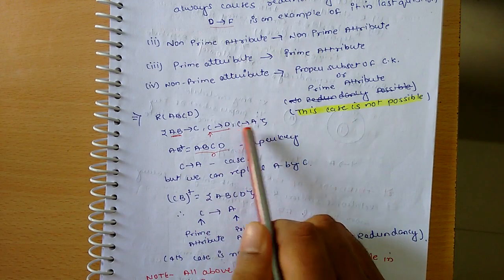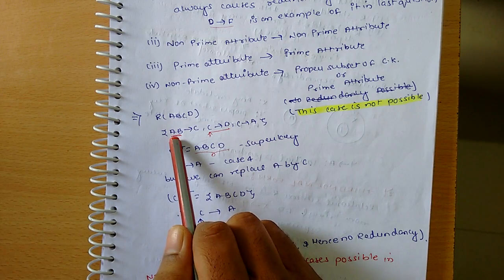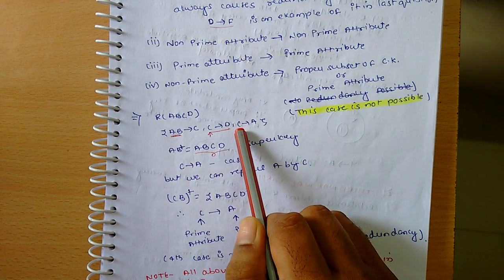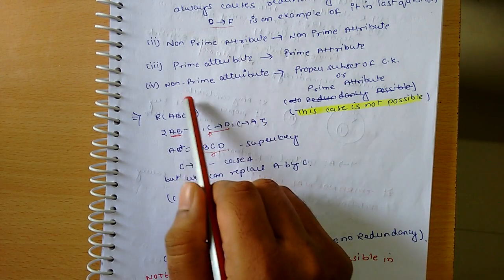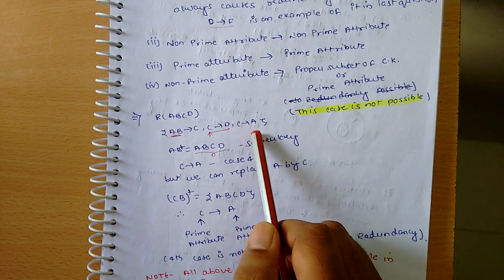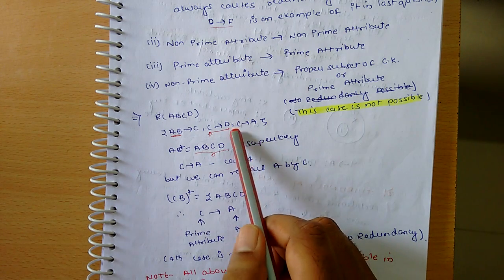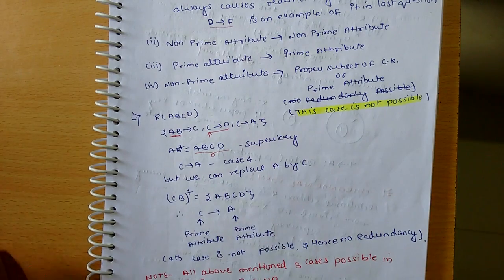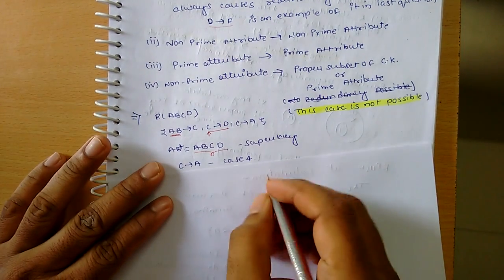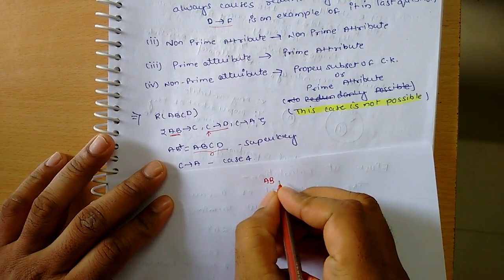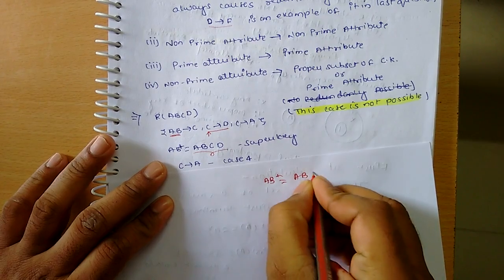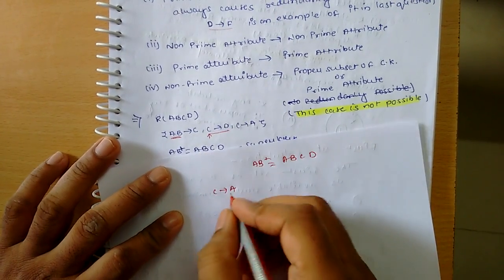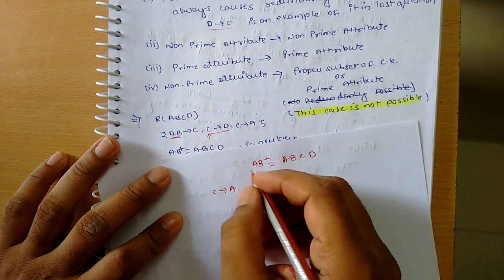In this one, A is a subset of the candidate key. The candidate key is AB and A is a subset of AB. And C is a non-prime attribute and A is a prime attribute. It means it falls into the fourth category, C goes to A. But as I said, this case is never possible, because if AB is the key and there is a functional dependency given as C derives A, it means A can be replaced by C here.